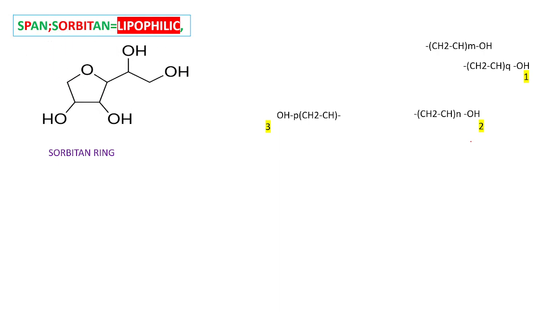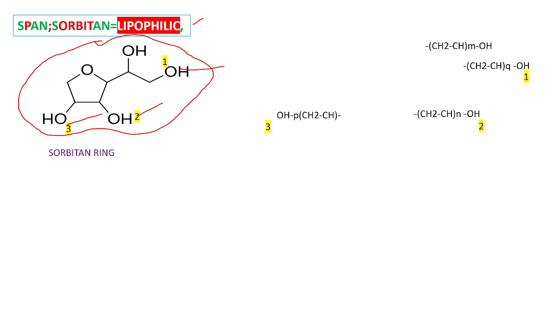So next one is Span. Already we have discussed, this is lipophilic in nature. This is sorbitan. This group we can call the sorbitan group. See this 1, 2, 3: it means we can substitute the fatty acid at place 1, at 2, and 3. We can call these substitutions at 1, 2, 3 positions.